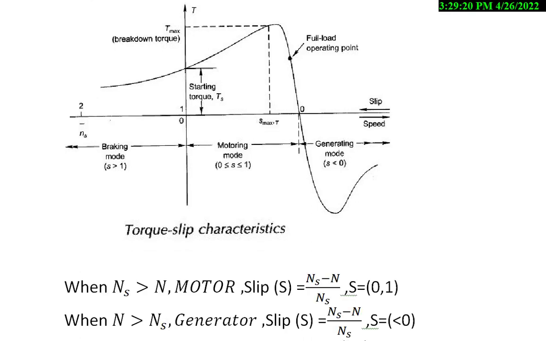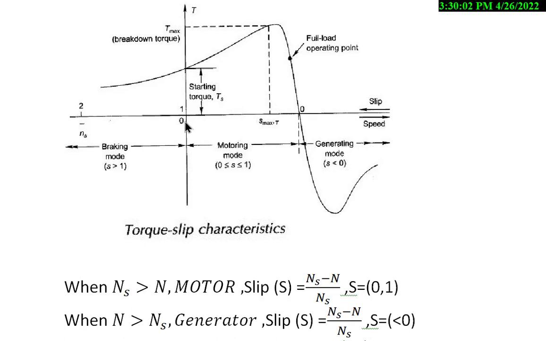Now let us see how the three-phase induction motor operates in three different modes, that is motoring mode, generating mode and braking mode, depending upon the direction of rotation and the speed of the rotor with respect to the stator magnetic field speed. This is the torque axis, this is the slip axis, and this is the speed axis. Slip is from right to left, whereas speed is from left to right like this.